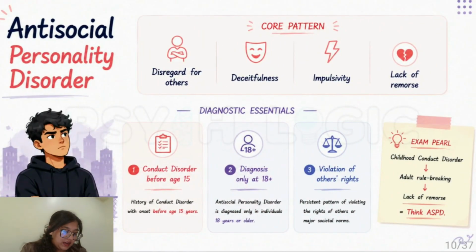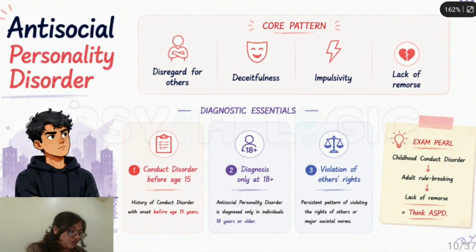Let's start with antisocial personality disorder. Have you ever met someone who lies without feeling guilty, breaks rules without caring about consequences, manipulates others to just get out of a situation or get what they want? Many of us occasionally lie or break rules once in a while. That does not make us antisocial. The difference is that in antisocial personality disorder, again, this feature is persistent in nature.